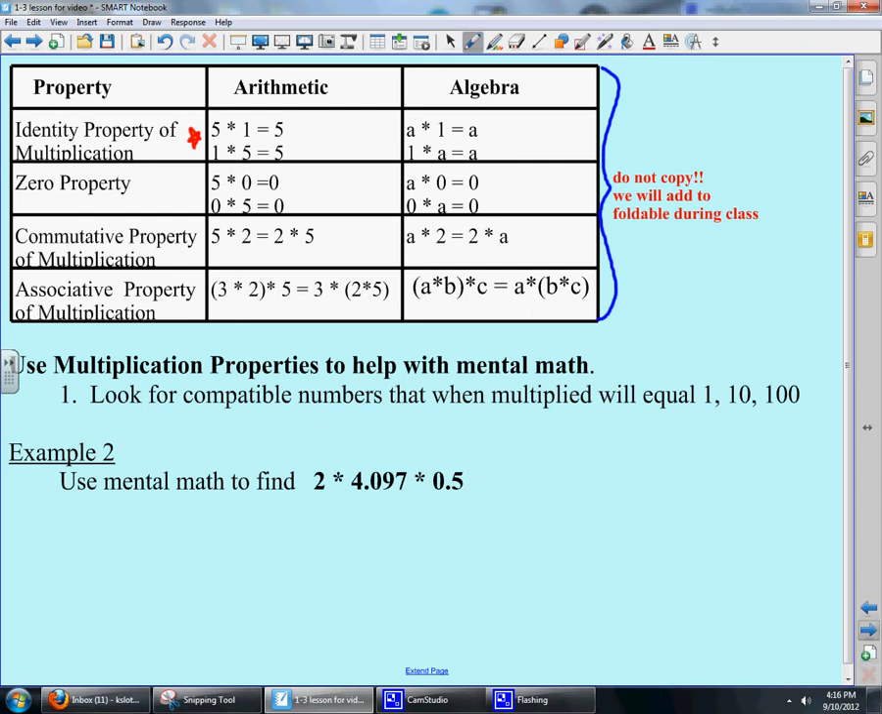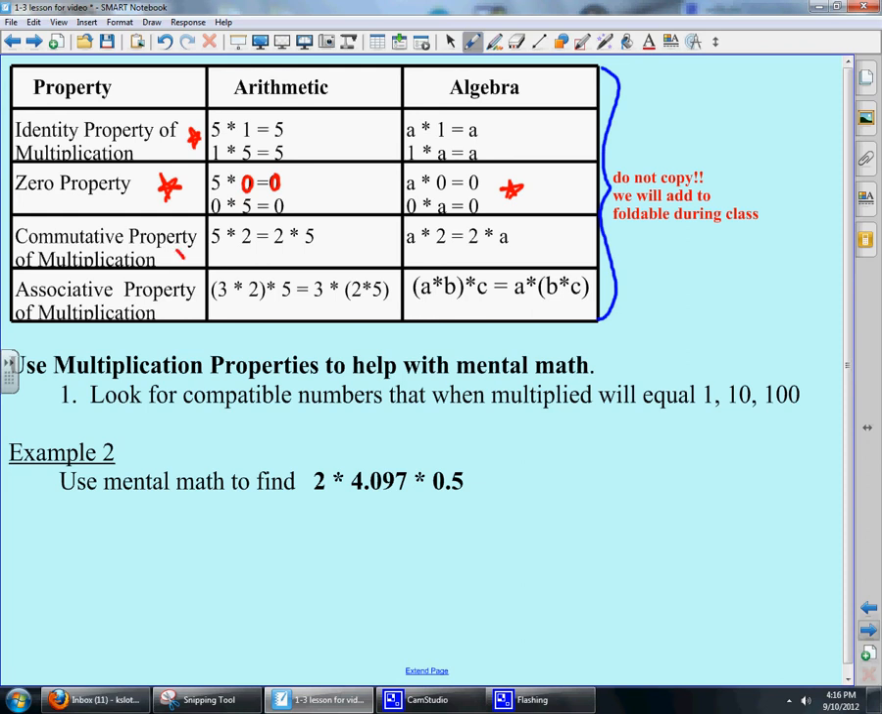So 5 times 1 is 5, 1 times 5 is 5. Or the algebra way of saying it is A times 1 is equal to A. The zero property says that any number multiplied by 0 is always going to be 0. So 5 times 0 is 0. And if we look over here at the algebra equations, it's A times 0 equals 0, or 0 times A equals 0.